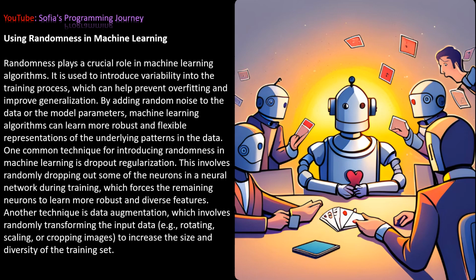One common technique for introducing randomness in machine learning is dropout regularization. This involves randomly dropping out some of the neurons in a neural network during training, which forces the remaining neurons to learn more robust and diverse features. Another technique is data augmentation, which involves randomly transforming the input data, for example, rotating, scaling, or cropping images, to increase the size and diversity of the training set.